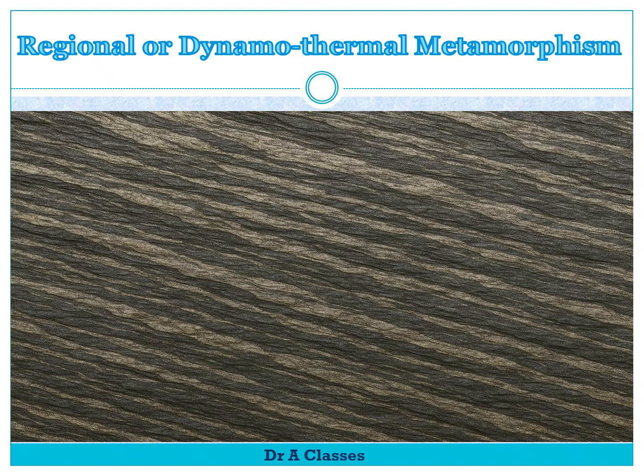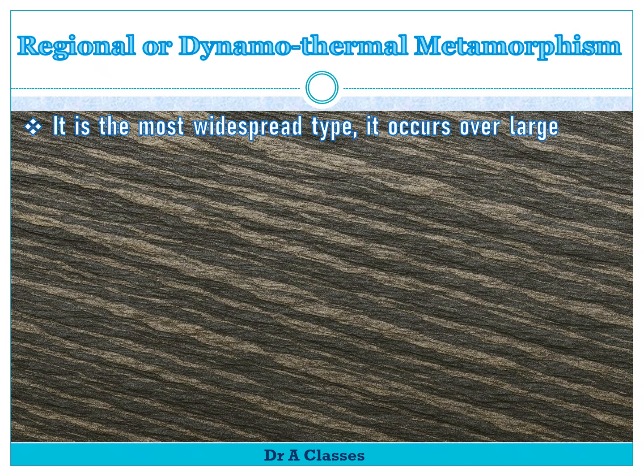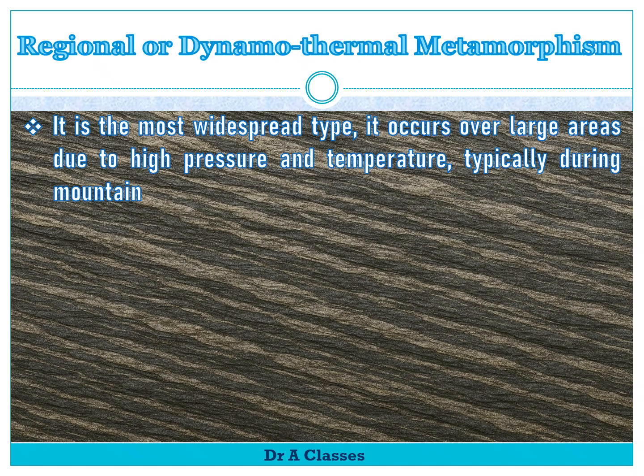Regional or dynamothermal metamorphism. The rock shown is produced by regional metamorphism, displaying distinct foliation and alternating dark and light mineral bands formed under high temperature and directed pressure. Regional metamorphism is the most widespread type of metamorphism, affecting large regions of the Earth's crust. It typically occurs during mountain building events where rocks are subjected to high pressure and temperature over a broad area.